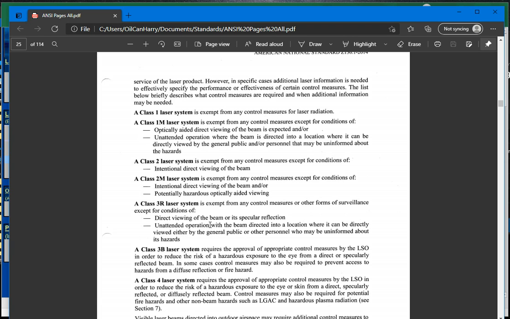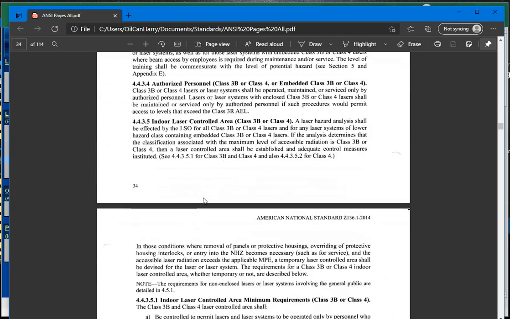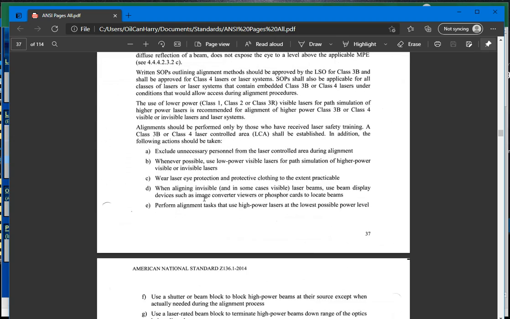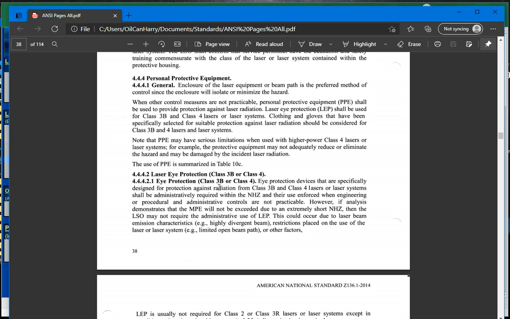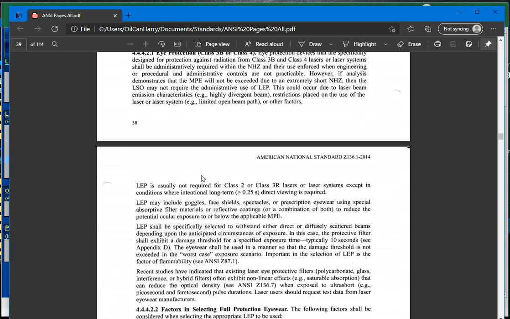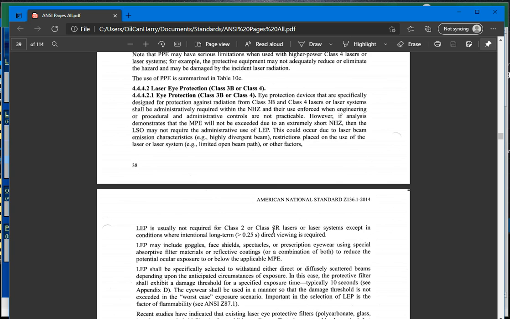But I think we need to go in and look at eyewear specifically, how it's called out in the standard. So we'll go down to page 38. Okay, and we want to look at eye protection. Now notice they're only claiming eye protection class 3B and 4, but if we slide down just a little bit, this is the OPE, laser eye protection. Okay, so laser eye protection. We want to go down and look at a 3R.